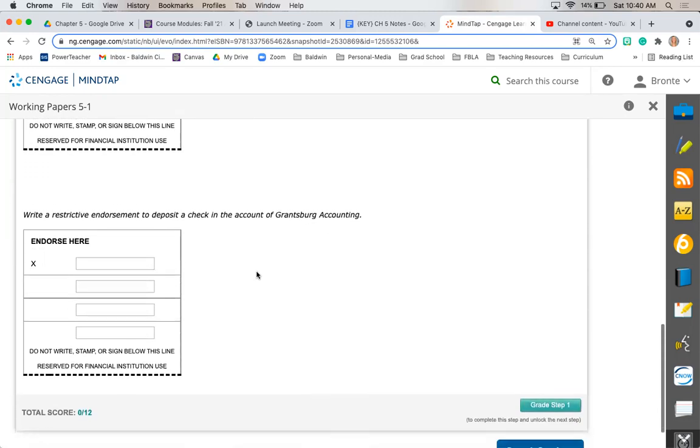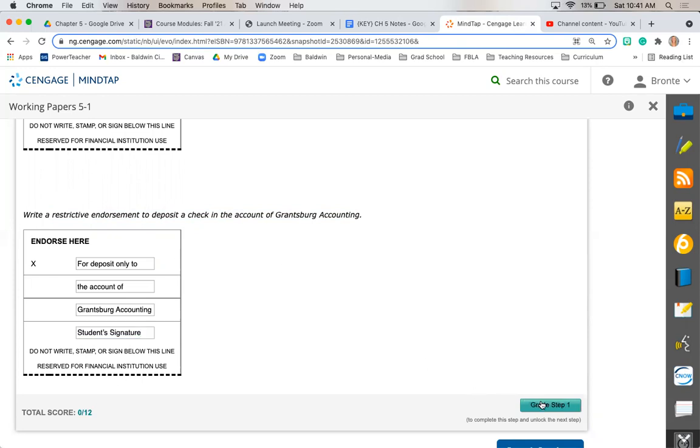A restrictive endorsement is going to restrict what we can do with the check. So they want us to write a restrictive endorsement to deposit a check into the account of Grantsburg Accounting. So: for deposit only to the account of Grantsburg Accounting. And then finally, you would sign it. Signature.